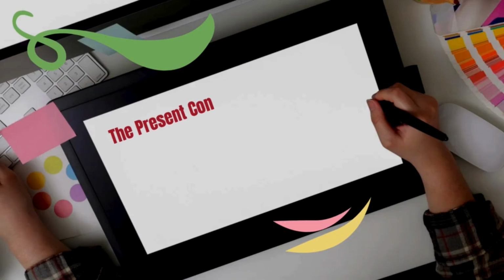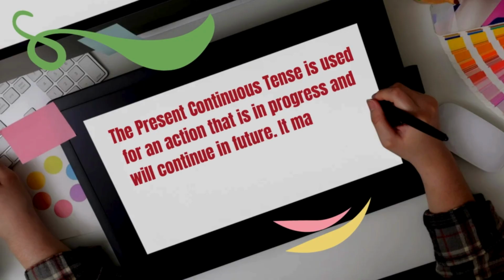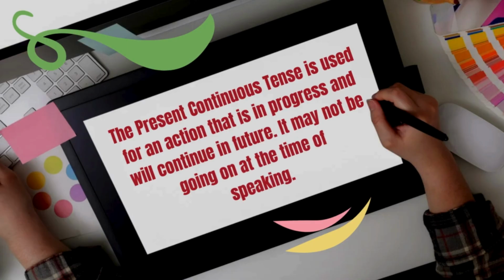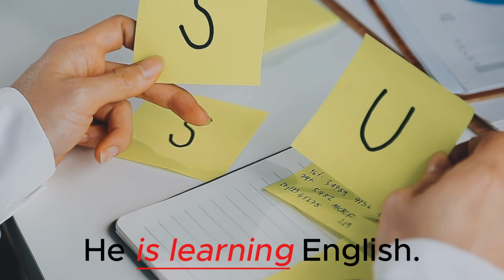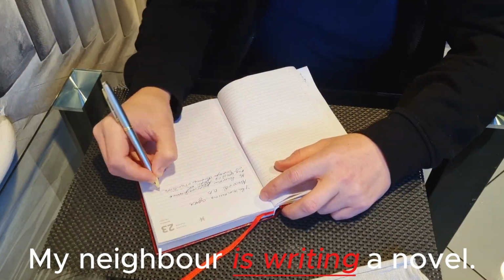The present continuous tense is used for an action that is in progress and will continue in future. It may not be going on at the time of speaking. And the examples are: he is learning English. My neighbor is writing a novel.